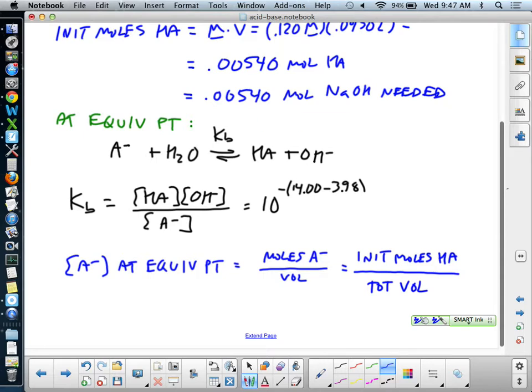Over the total volume, which is not just the volume of solution we started with, but the volume of base we needed to reach the equivalence point. So what do we have to calculate? The volume of base needed to reach the equivalence point in order to figure out the total volume.